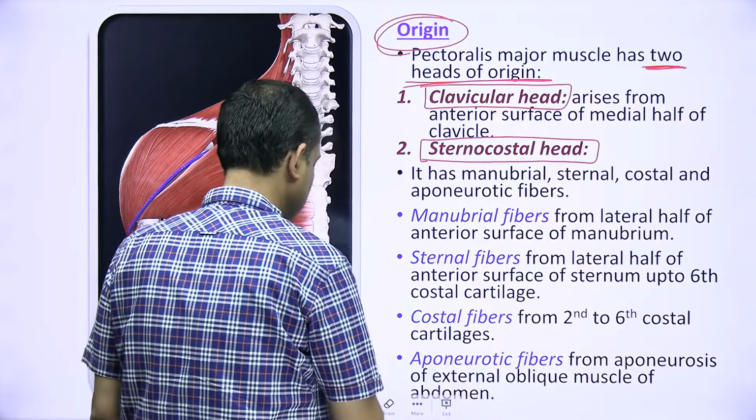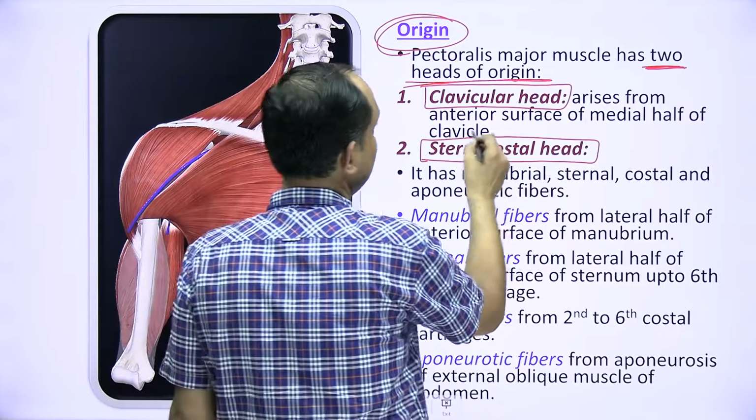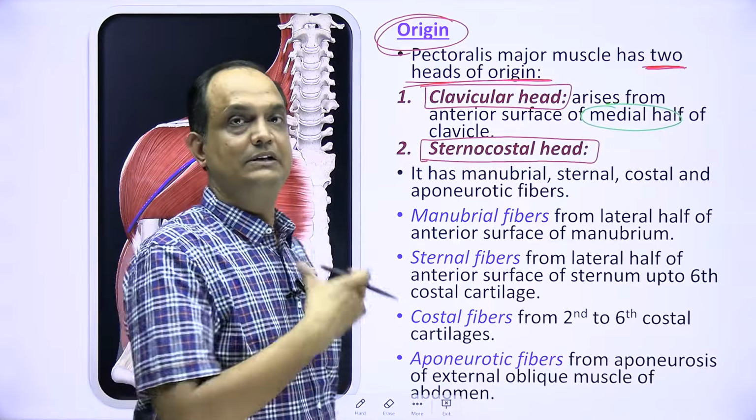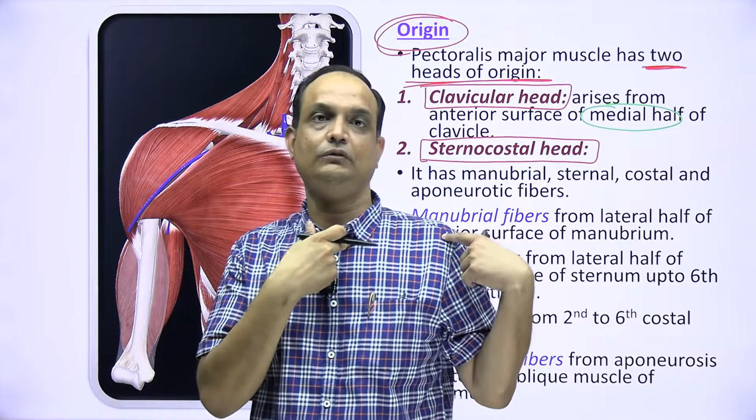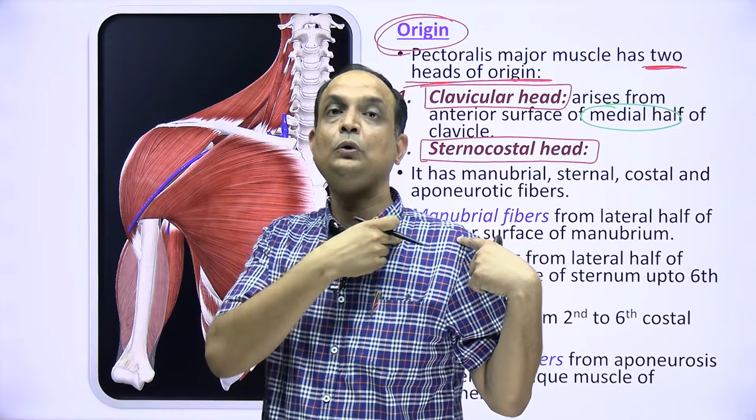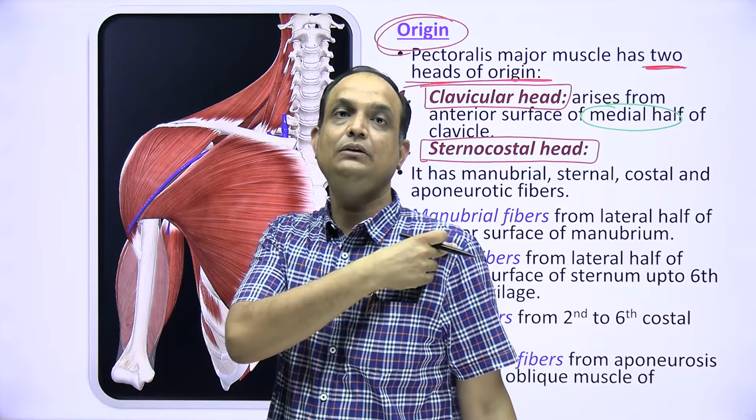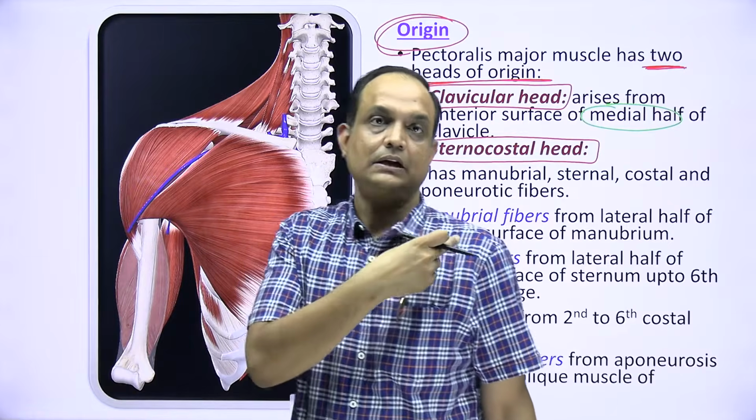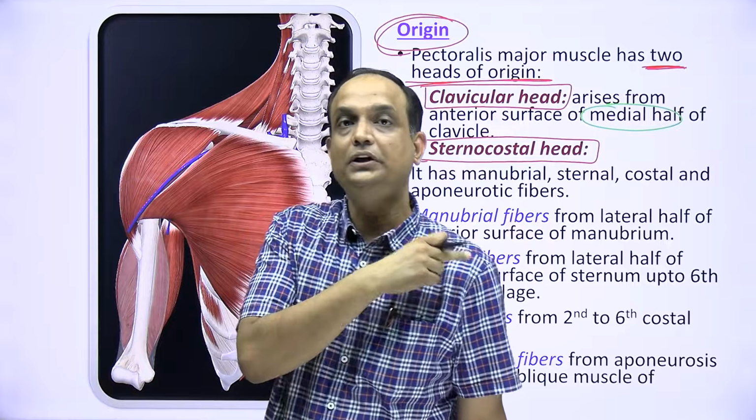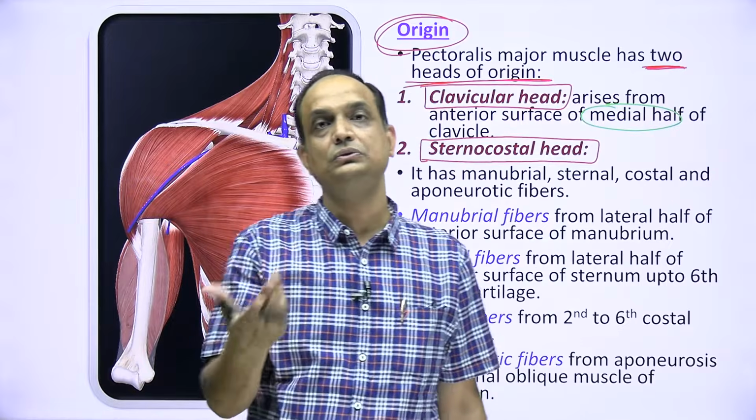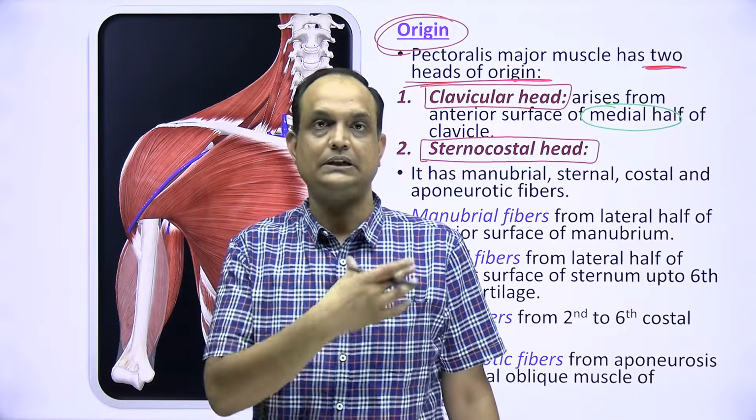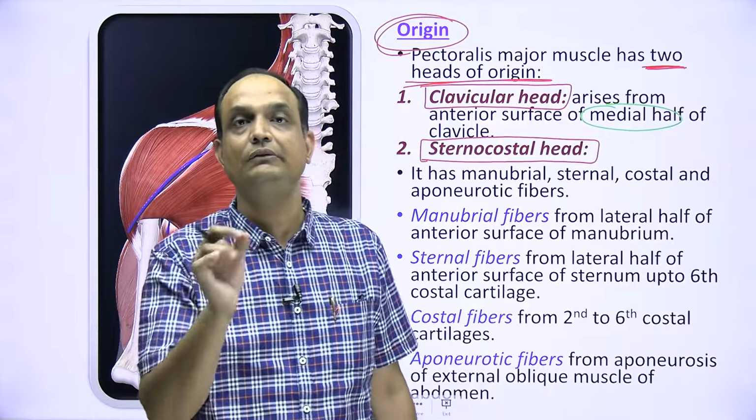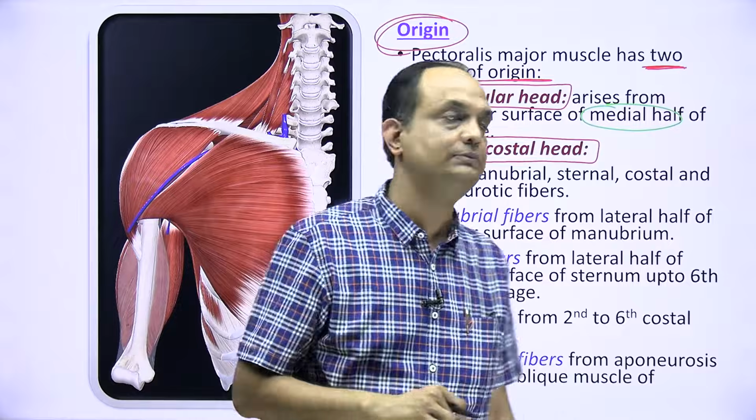Now, this clavicular head, as the name suggests, comes from the medial half of the clavicle. When you see the whole anterior border of the clavicle, there are two parts: the lateral 1/3 concave and the medial 2/3 convex. This lateral 1/3 concave part gives origin to the deltoid muscle. The remaining 2/3 of the anterior border gives origin to the clavicular fibers of pectoralis major.